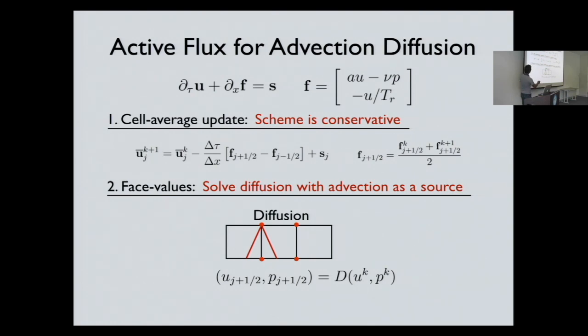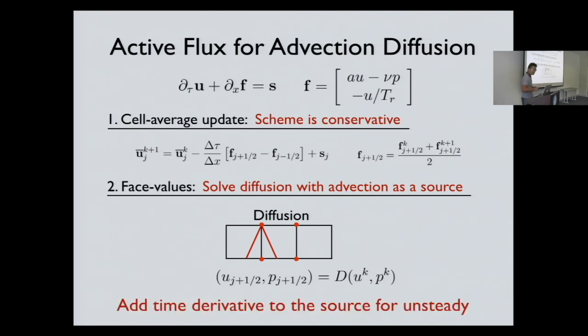So the flux has advective and diffusive fluxes. And then the cell average update is always conservative because it's defined by the conservative discretization of this whole system. And the question is how to compute this next time level flux F_{k+1}. We solve diffusion with advection as a source term. So we have only one algorithm to compute the face value. And for unsteady problems, we will have a physical time derivative, which is also a source term. It can be included into this source term, and exactly the same algorithm applies.